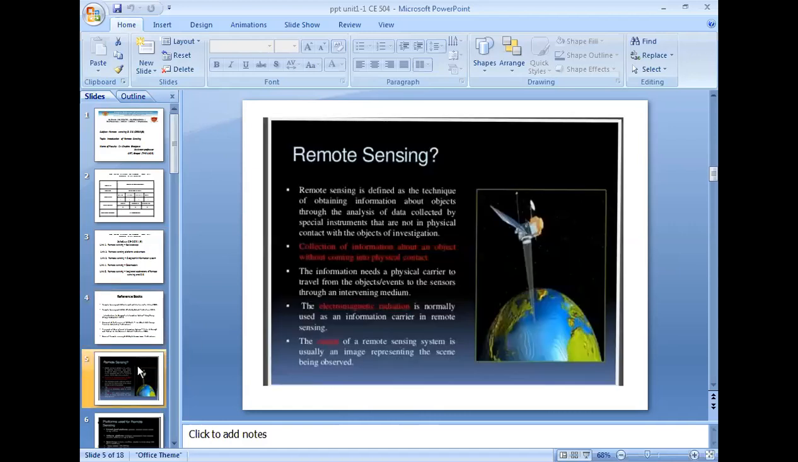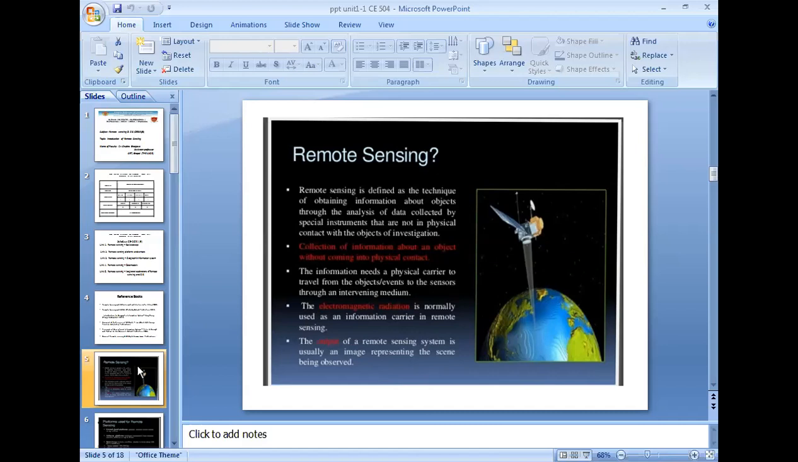Okay, so today let us come to our main topic, that is remote sensing. What exactly is it? Remote sensing is defined as a technique to obtain information about an object through the analysis of data collected by special instruments that are not in physical contact with the object of investigation. The best example of remote sensing is our eyes. We can see very distant things with our eyes, and we can recognize them also.